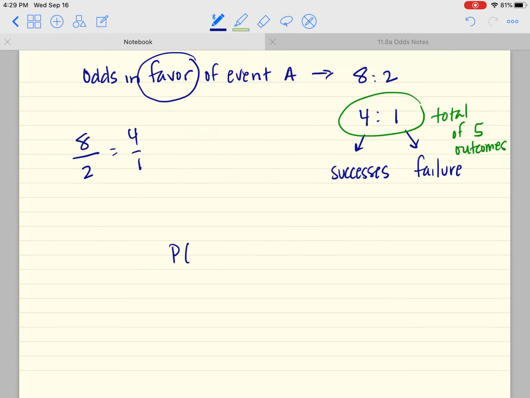So if I wanted the probability of a success, a win, what we want to happen, well, there are 4 successes out of the 5 total outcomes in this ratio. If I wanted the probability of a failure, then in this case there's 1 failure out of the 5 total options. Okay, and then all of this is the same if it's odds against, it just gets flipped. So if it was odds against event A occurring, then it would be a 1 to 4 ratio, with failures first and successes next.